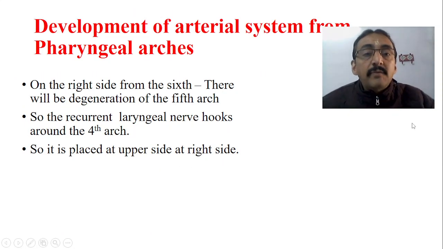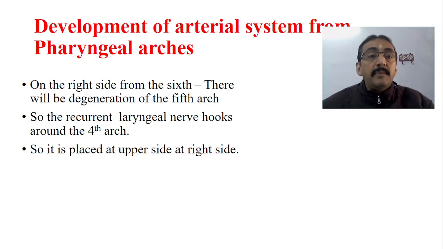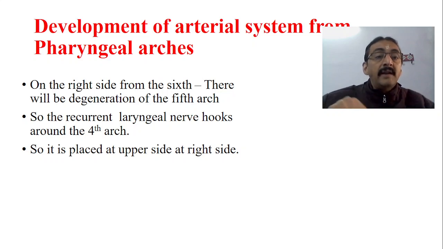On the right side, there will be disintegration of the fifth arch, and so the recurrent laryngeal nerve hooks around the fourth arch, and now it is placed at the upper side of the right side.